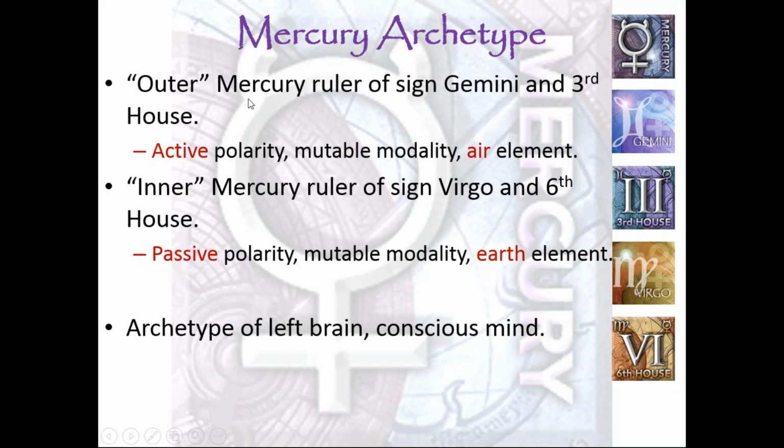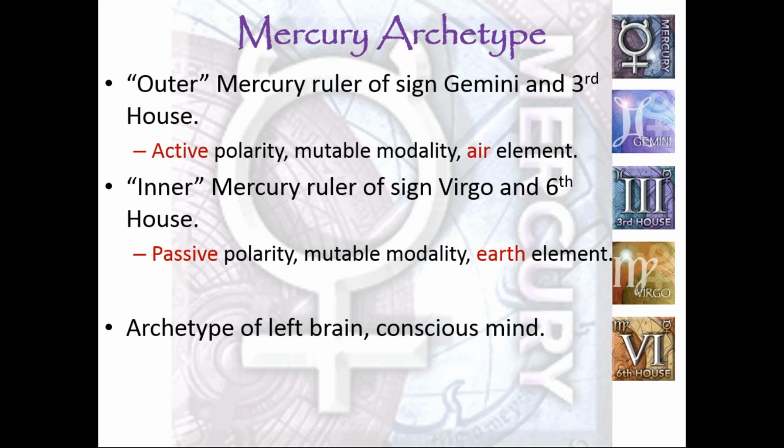The outer type of Mercury with the active polarity is where it is ruling Gemini in the third house. And as you can see, both are mutable modality, but the outer Mercury is the air element. The inner side of Mercury, ruling Virgo in the sixth with passive polarity, is the earth element. Both of these archetypes, outer, inner, Gemini, Virgo, relate to the left brain and conscious mind. And from there, though, it does go in multiple directions.